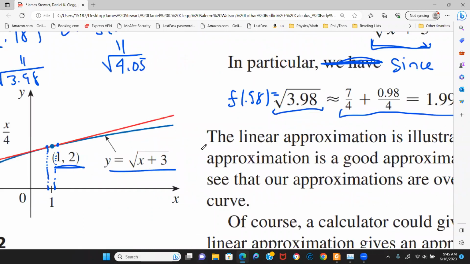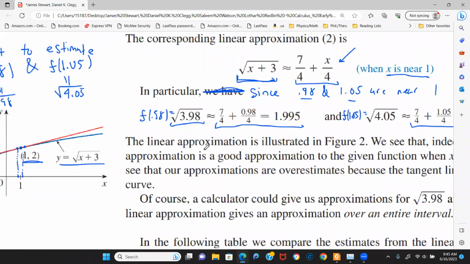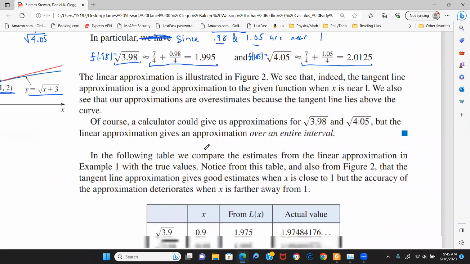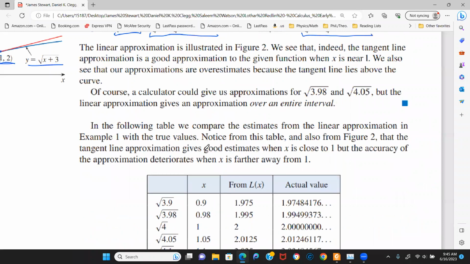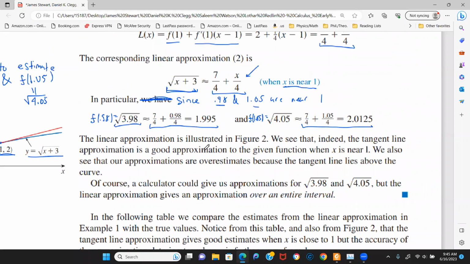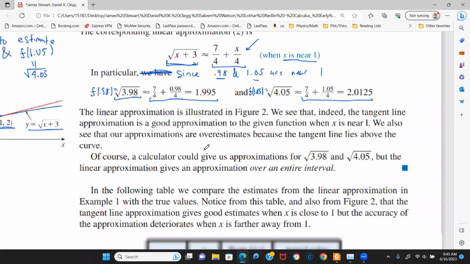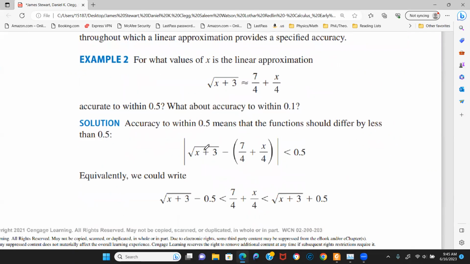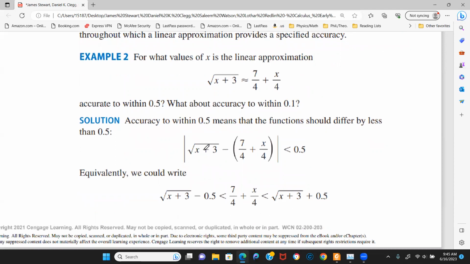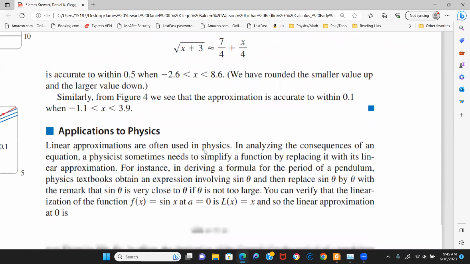All right, so this is a little fuzzy. I'm not sure why. Let's see, what else do they say here? Not much more. You can read through example 2, but I'm not going to go through it. So that's all I want to say.